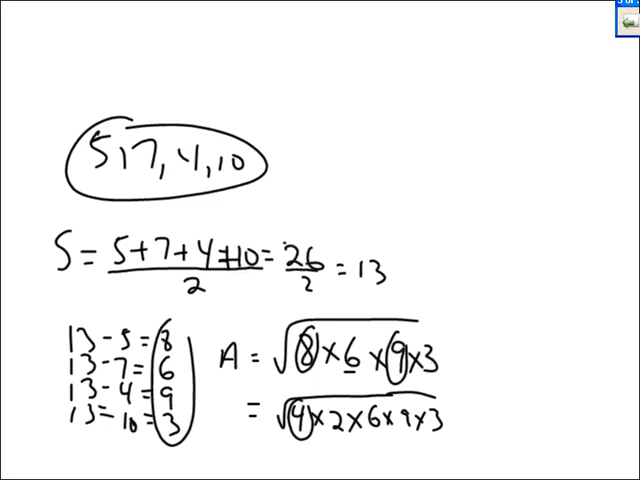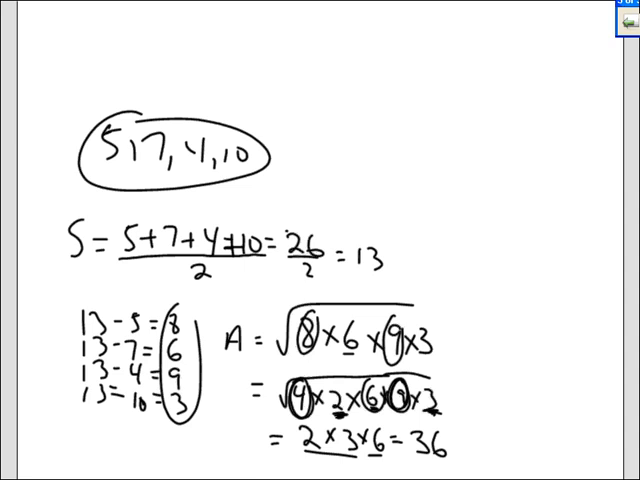Well, I know the square root of 4. I know the square root of 9. And look here. 3 times 2 is 6, times another 6. If you insist, 36. I know the square root of that. It's 6. The answer is 6 times 6, or 36.